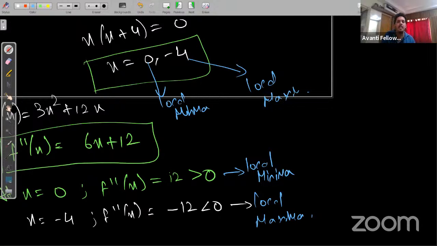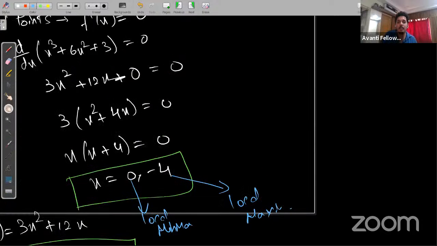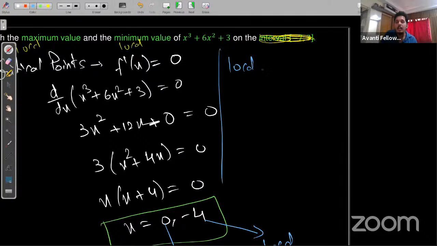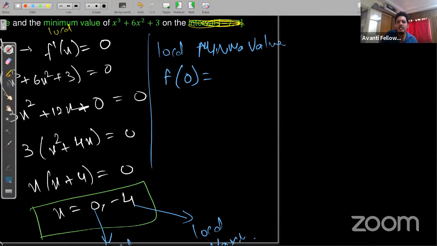So what is the local minima value? If I ask you value, what you have to do? Local minima value is nothing but f of 0. How much is f of 0? So you have to substitute the critical point. Then only you will get the value, guys. f of 0 is 0 plus 0 plus 3. So your local minima value is 3.